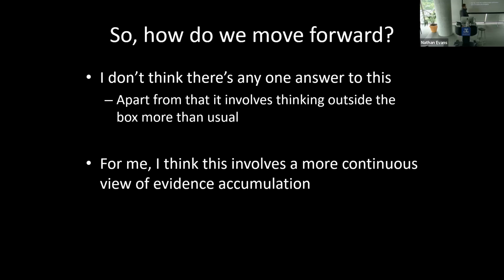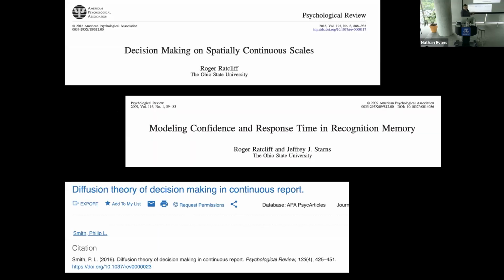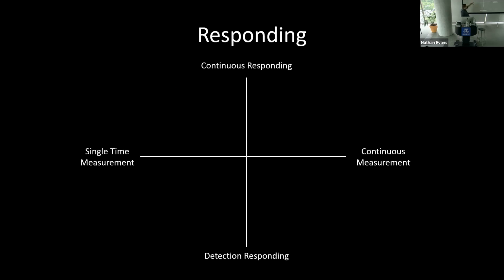The point being that I think one of the potential solutions here is moving towards a more continuous view of evidence accumulation, right? And I don't mean continuous like the circular diffusion model. While I think that's a good avenue, I conceptualize this as a spectrum, right? You've got detection to continuous responding, and you've got single time measurement to continuous measurement.